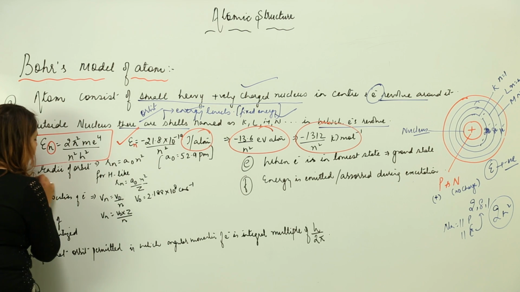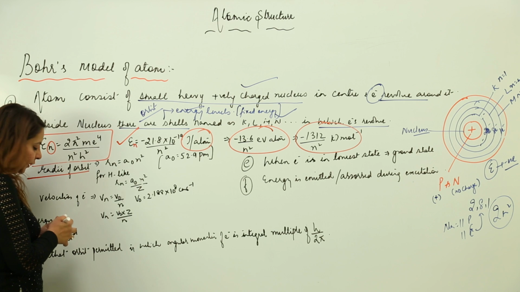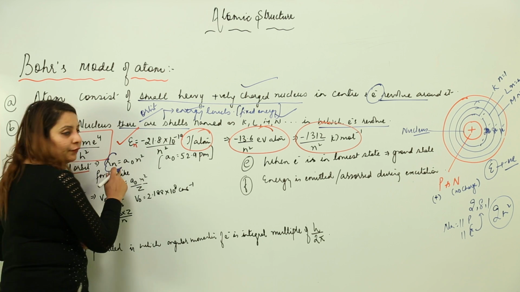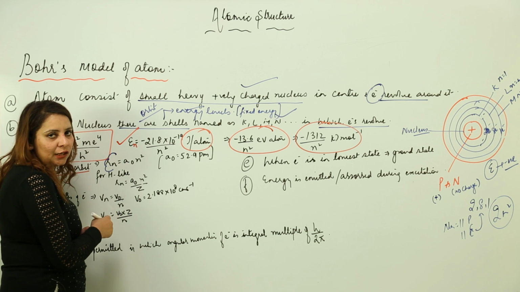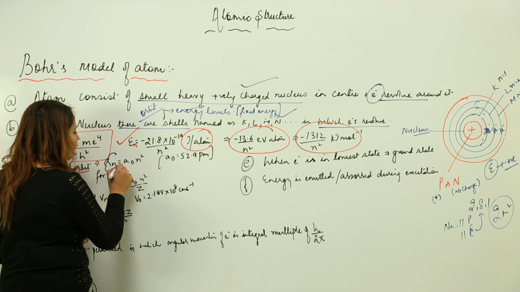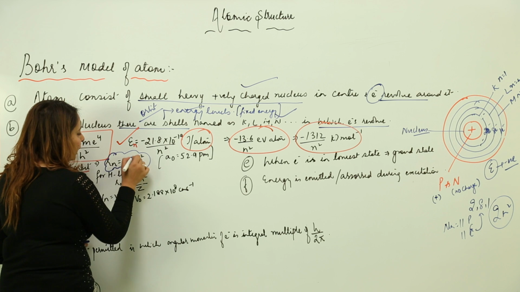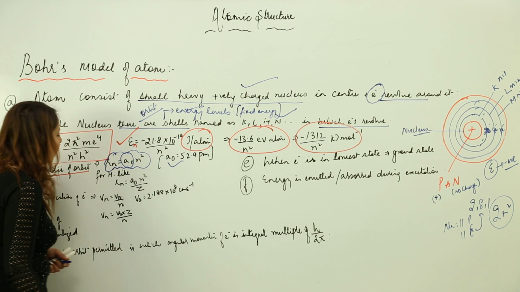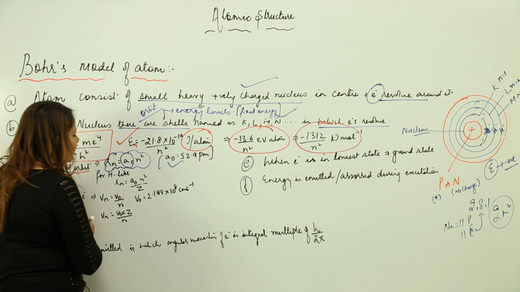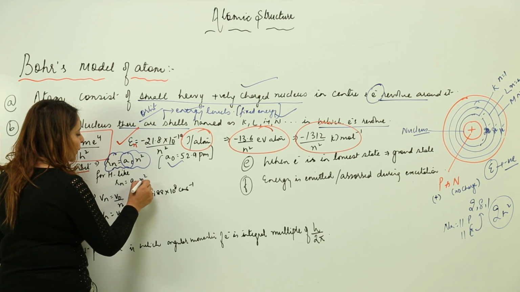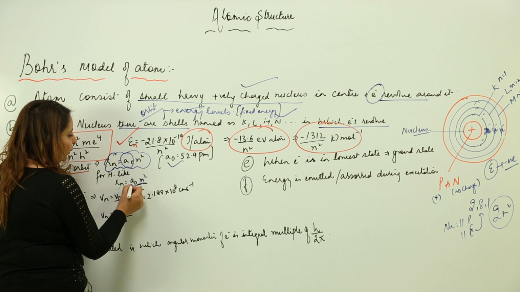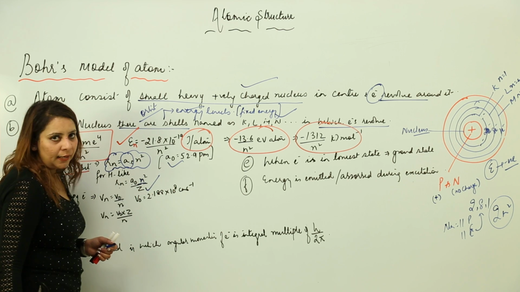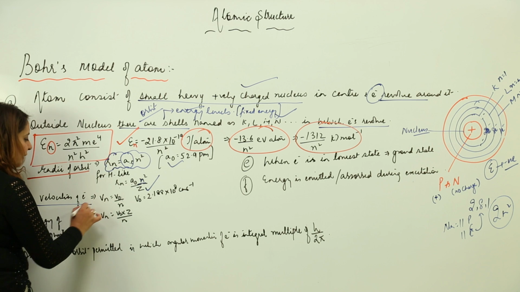Then we can also know the radii of orbits. The formula is Rn, that is the radius of any orbit whose radius you want to know, equal to A naught into n square, where A naught is 52.9 picometer. And for hydrogen-like atoms we divide it by the atomic number, so Rn is equal to A naught into n square, divided by Z.